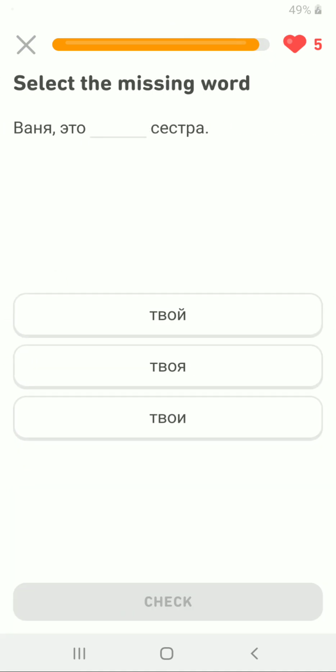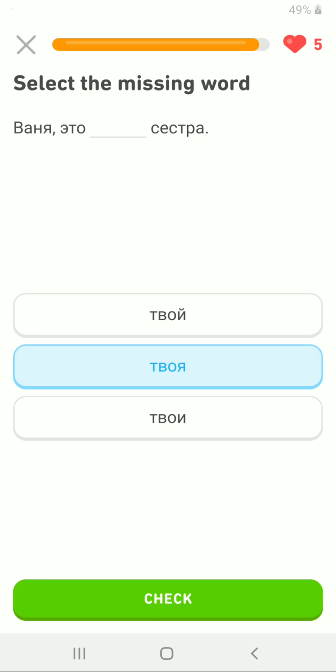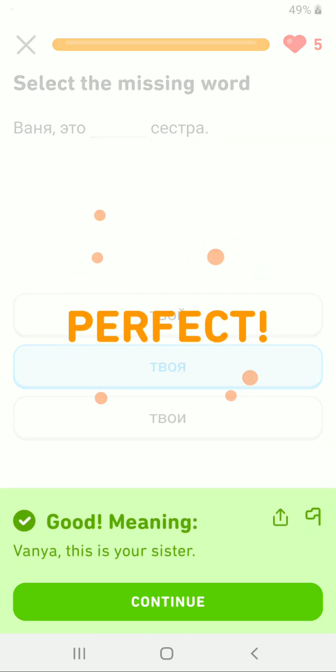Ваня, это сестра. Это твоя сестра. Твоя, because сестра is feminine. So, we got everything right. Perfect.